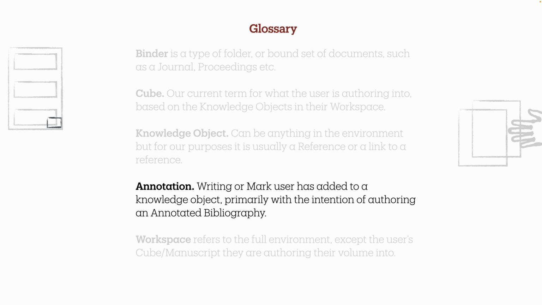This is to build an annotated bibliography. It could be a mark, it could be writing, it could be various things, and depending on the situation, it could be many different types of writing about it. But the point is you have a knowledge object that the user/reader has stuck onto it, and that should then be usable in the space we're working on to extract and place that object.